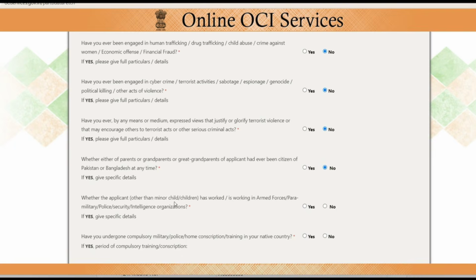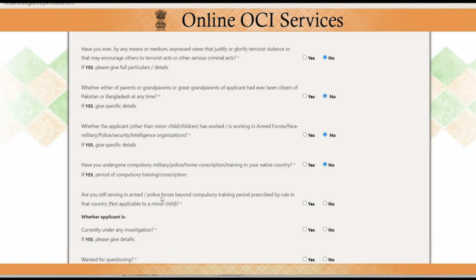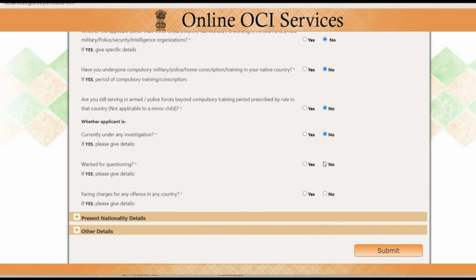Whether the applicant, other than minor child, is working in armed forces, paramilitary, police, security, intelligence organization. If yes, give specific detail. No. Okay. Then, have you undergone compulsory military, police, home, conscription training in your native country? So you choose your response accordingly. Are you still serving in armed forces, police force beyond compulsory training period prescribed by rule in that country? You choose your response. Whether applicant is currently under any investigation, you choose your response. Wanted for questioning, you choose your response. Facing charges for any offense in any country, you choose your response. Once you do this, then comes present nationality details.